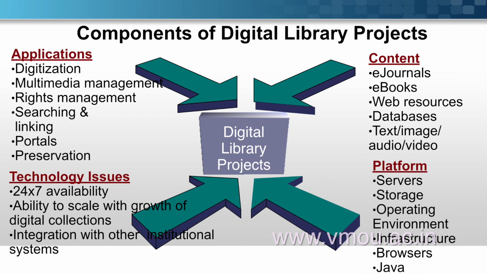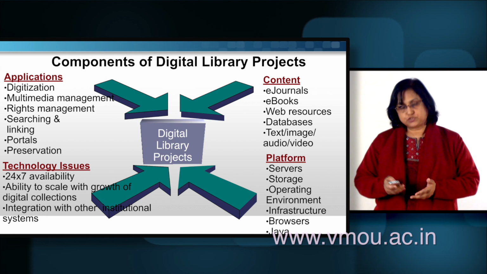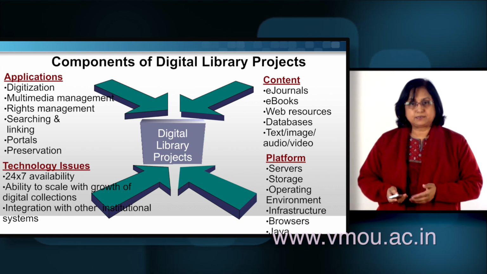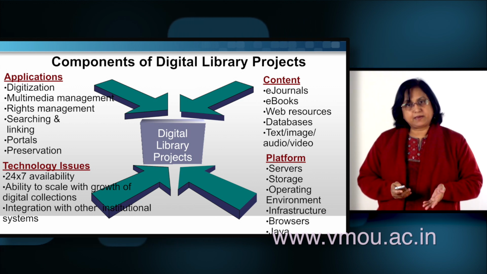From the content side, we need to identify what kind of resources we are going to digitize and make accessible. In that case, it could be open access material, it could be licensed material. So those things have to be identified, and they have to be integrated with a digital library platform. And finally, when we talk about the platform, we have to talk about the hardware, software, the storage procedures, the operating systems, the environment in which the digital library is to be built, the applications that are required. We can think in terms of having open source content management systems.